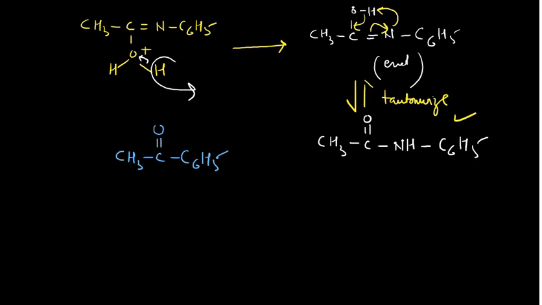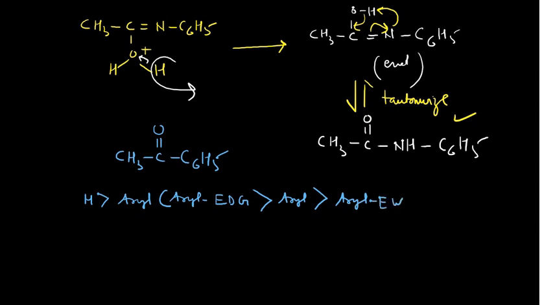Please note this point, right? This is very important. Migratory aptitude of hydrogen is very, very high, followed by the aryl, okay? And in the aryl also, remember, aryl with an electron donating group will have the higher migratory aptitude than your normal aryl, and this will have higher migratory aptitude than aryl with an electron withdrawing group, okay?